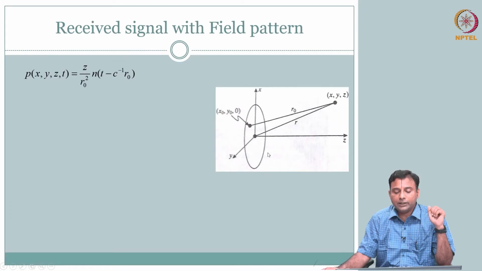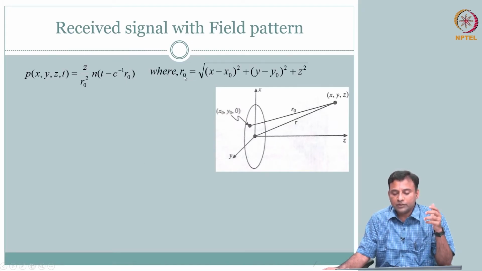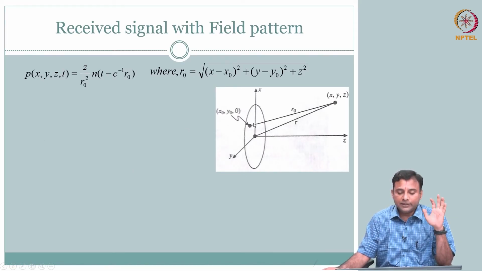That is what is experienced from a point. These are just giving you the dimensions. r naught is the square root of this. Clear? This much is straightforward, because we know this is the pulse and the pulse has to travel, and at some location x, y, z, the pressure experienced will be the pulse that you sent.